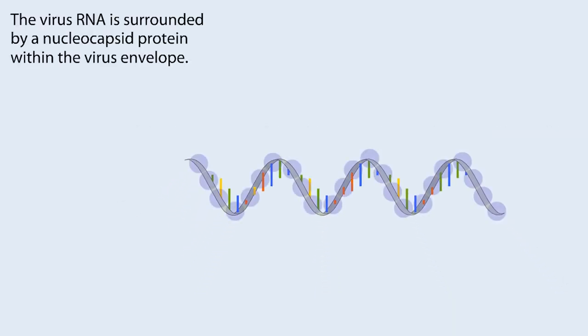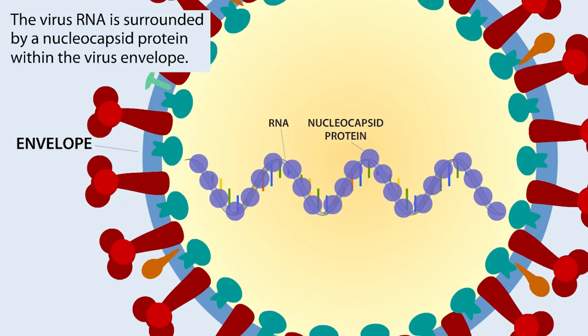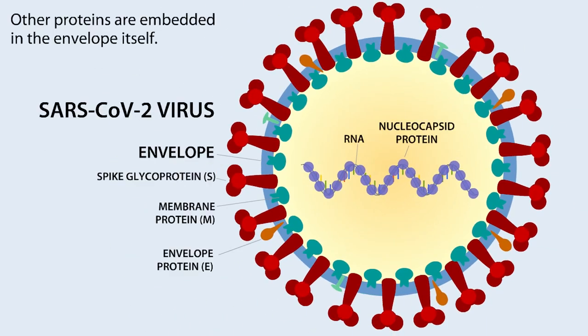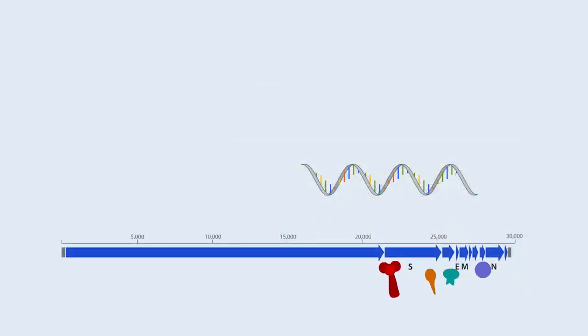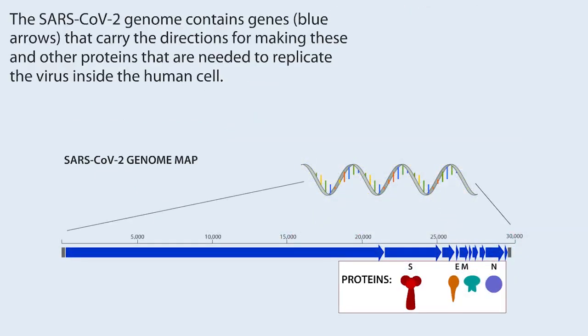The virus RNA is surrounded by a nucleocapsid protein within the virus envelope. Other proteins are embedded in the envelope itself. The SARS-CoV-2 genome contains genes, blue arrows, that carry the directions for making these and other proteins that are needed to replicate the virus inside the human cell.